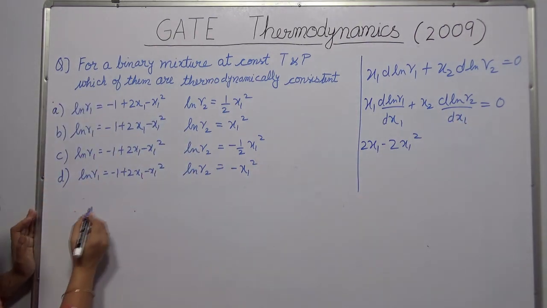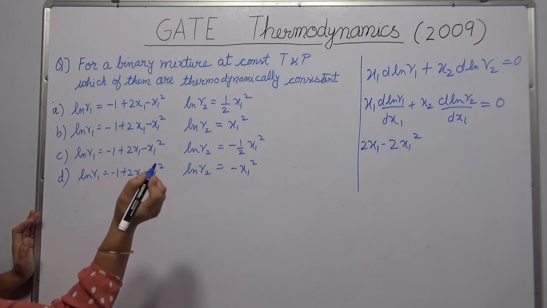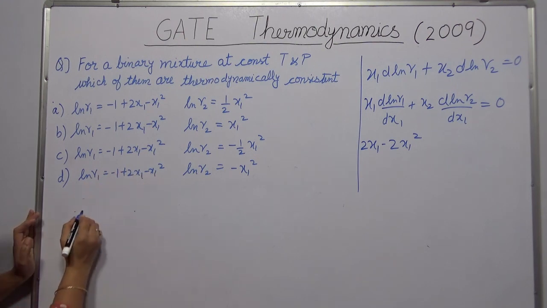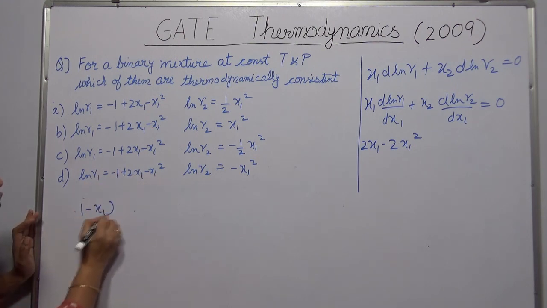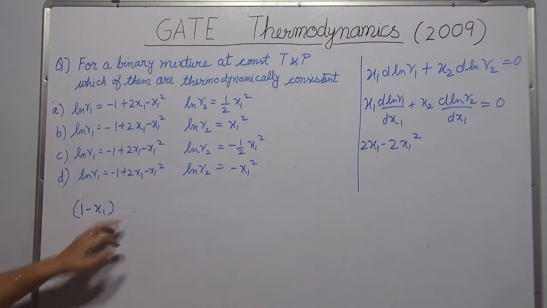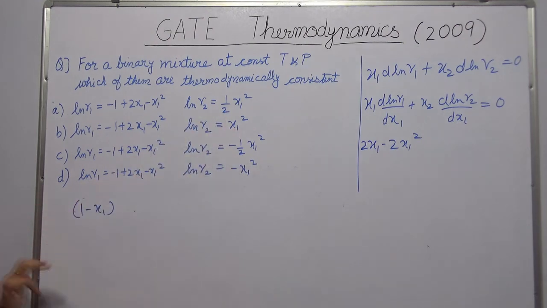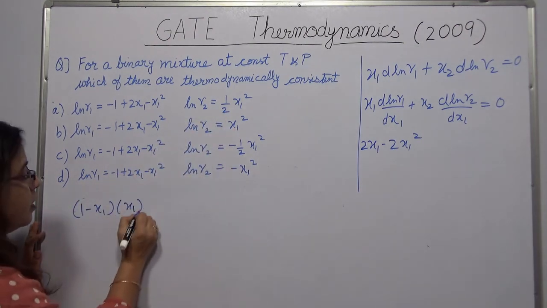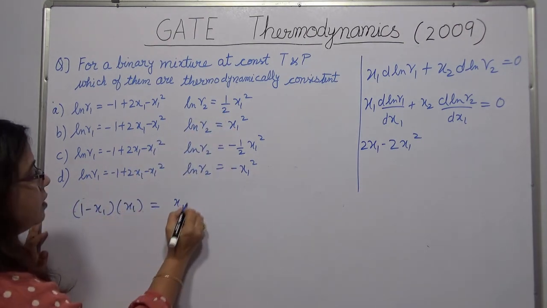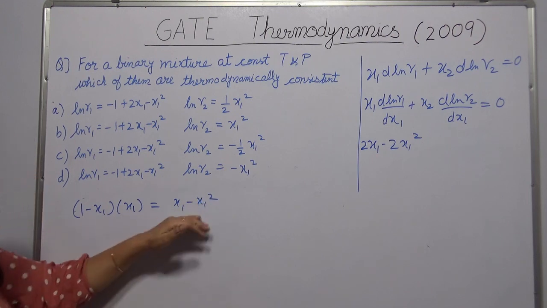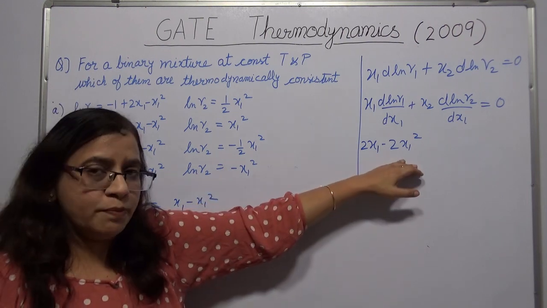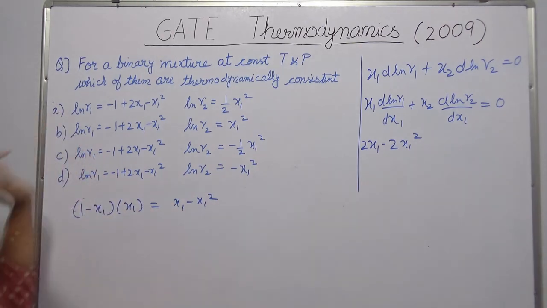So for option 1, you have x2 d ln gamma 2 by dx1, and for x2 I am going to write 1 minus x1. Now take the derivative of this term, it will be 2x1 divided by 2, so it will be x1. So it will be x1 minus x1 square. Does this and this add up to make 0? No. So this option is out of the question. Let's move on to the second option.